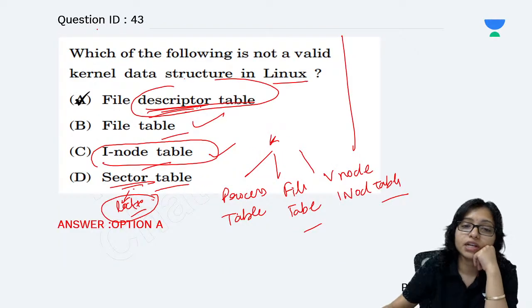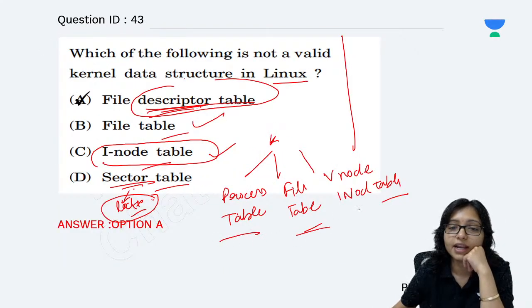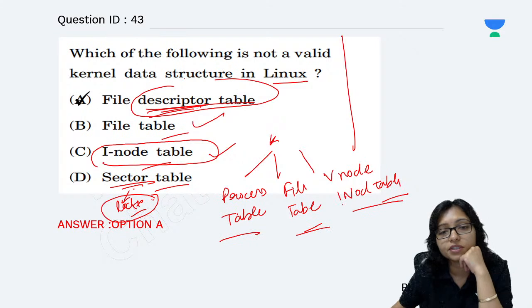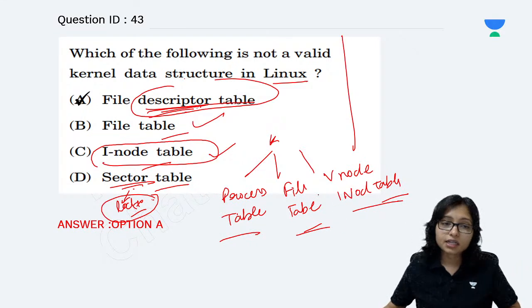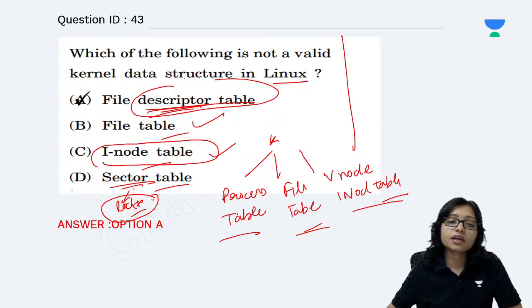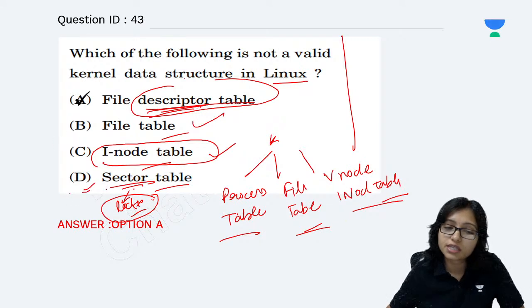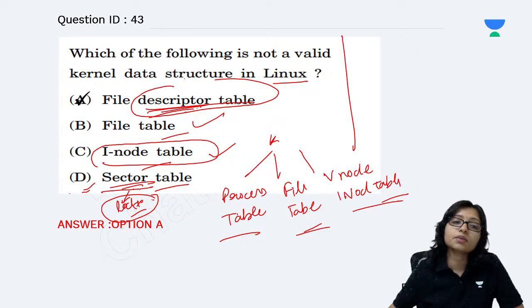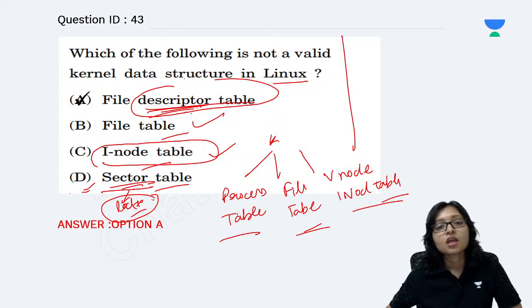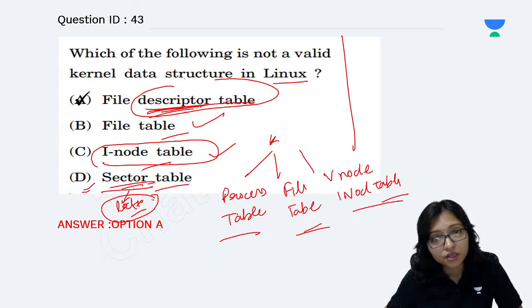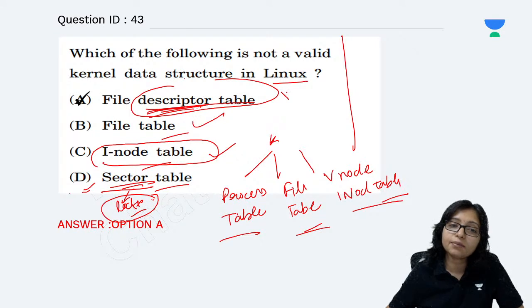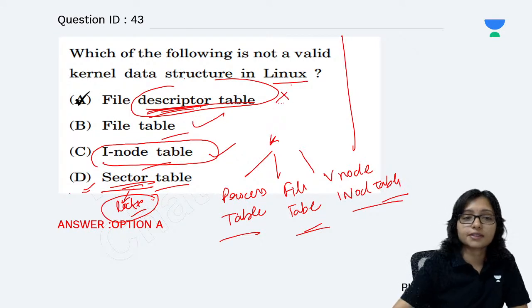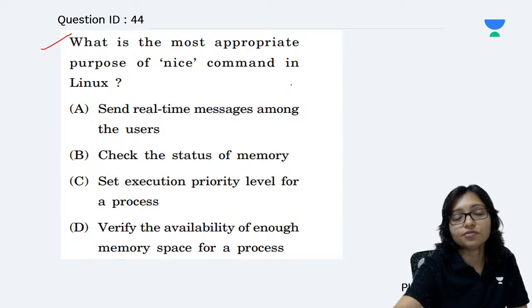So remember the main components: process table, file table, vnode table and inode table, these are the main components of a kernel. Other than that, out of sector and file table, the sector table will be there because the sector table is locating the location. Descriptor is for the description of that table, so it is not a part of the kernel. It is just like metadata, so it is the correct answer. Now go for the next.